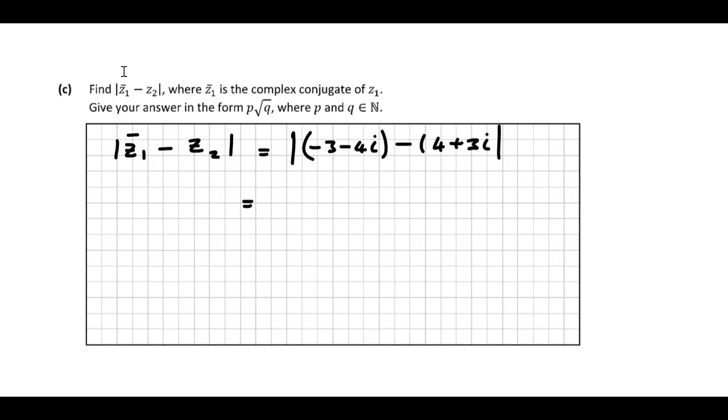So let's just simplify all of this. We'll take away the brackets now. So we've got minus 3 minus 4i. This becomes minus 4, and this minus times plus is minus 3i. Now we're just going to add these. So let's add the real parts. Minus 3 minus 4, that's minus 7, minus 4i minus 3i, that's minus 7i.